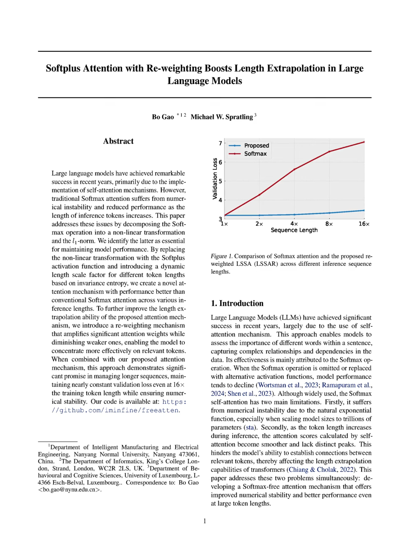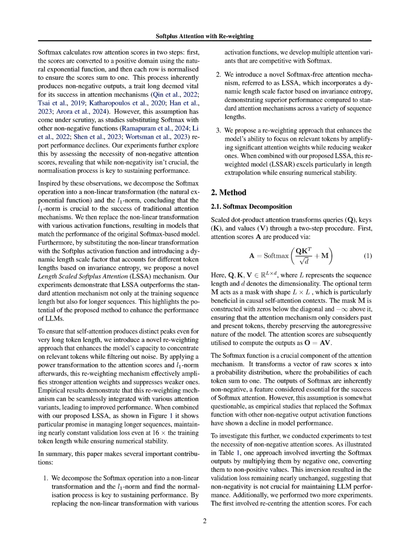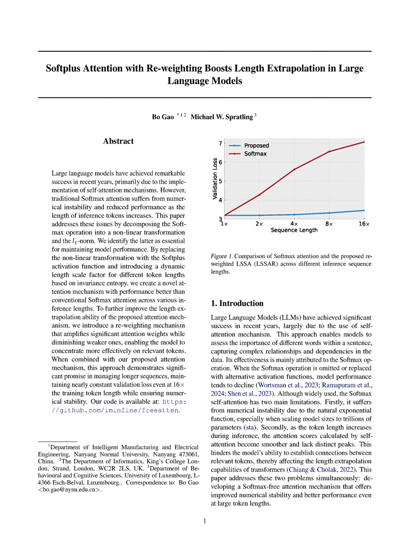For example, if we have a sequence of tokens with corresponding raw scores, LSSA applies the Softplus function to these scores, transforming them into positive values. Next, the L_1 norm is applied to normalize these transformed scores, allowing the model to focus on the most relevant tokens while suppressing less relevant ones. This process results in a set of attention weights that are then used to compute the final output as O = AV, where A represents the normalized attention scores. The dynamic length scale factor, which accounts for the sequence length, further enhances the model's ability to manage longer sequences effectively, ensuring that the attention mechanism remains robust across varying token lengths.